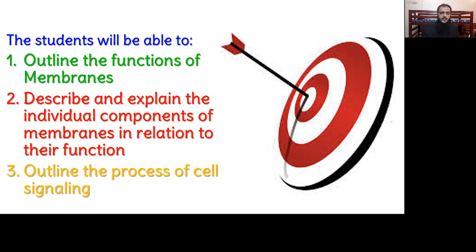And then finally, we are going to look at a process which is known as cell signaling. You will be able to outline the process of cell signaling.